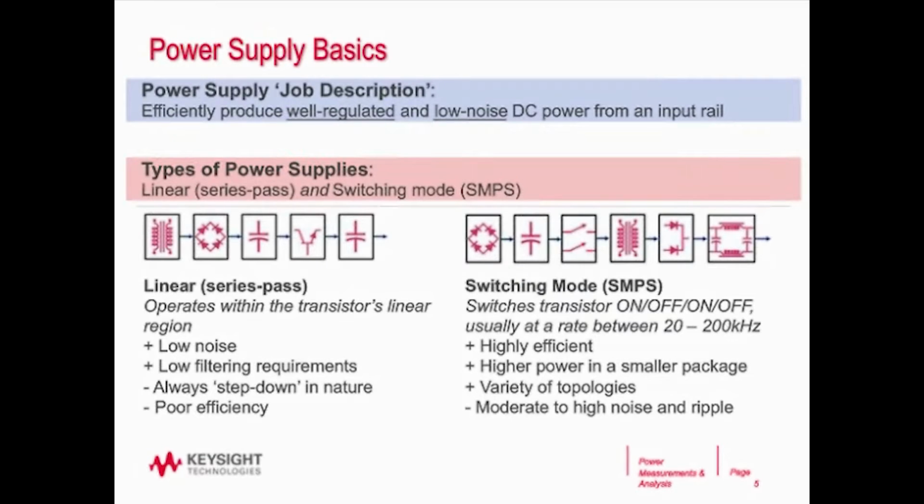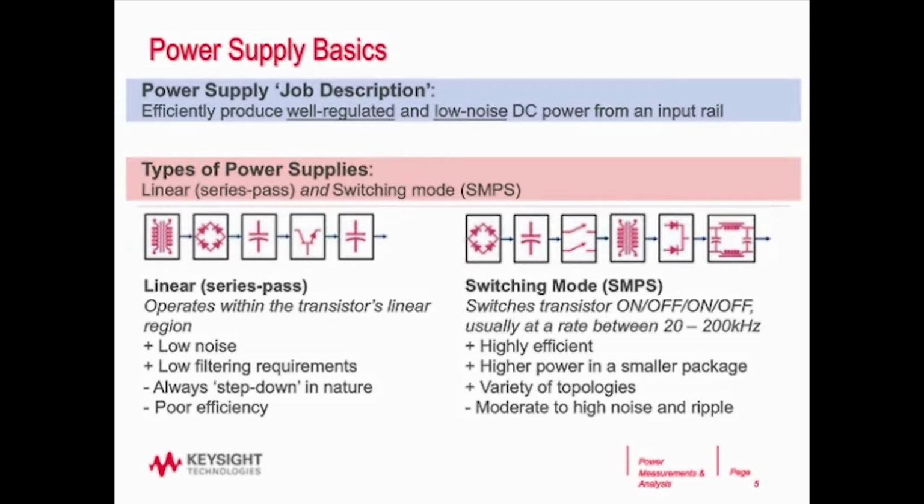First of all, when you consider power supply basics, the job description of a power supply is to efficiently produce well-regulated and low-noise DC power from an input rail. Now, there are two basic types of power supplies: linear power supplies and switching power supplies. When I first started my career 36 years ago, almost all of the power supplies were linear type. And they have some advantages.